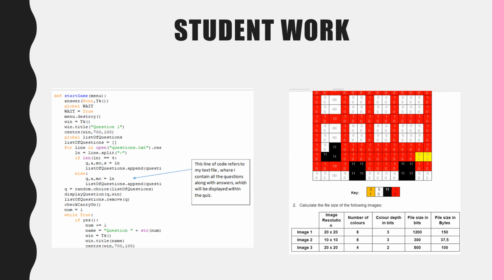On this slide below, hopefully you can see some examples there of student work. On the left-hand side is some examples of programming, and this was a student creating a game. And then on the right-hand side is some of our theory work to do with images and pixels.